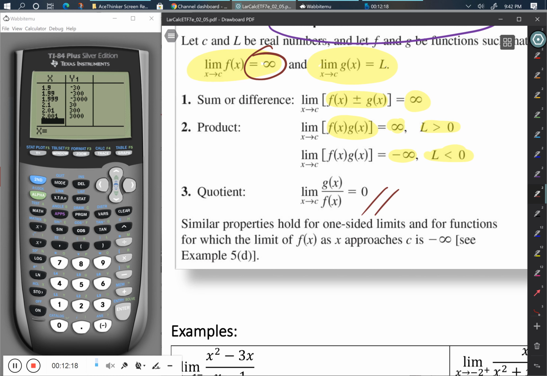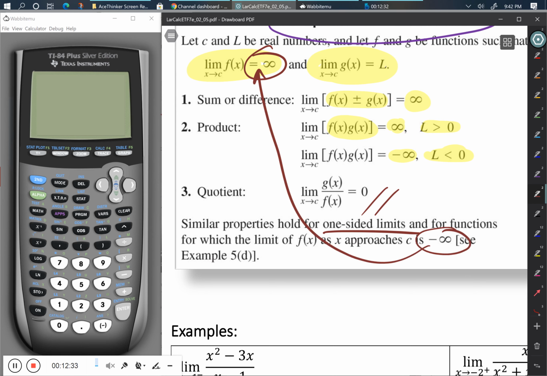Now, any one of these properties can be taken and rewritten for one-sided limits. Or any of these properties can be rewritten so that the original function f is approaching negative infinity. All you'd have to do is just run through and change all your signs. All right.